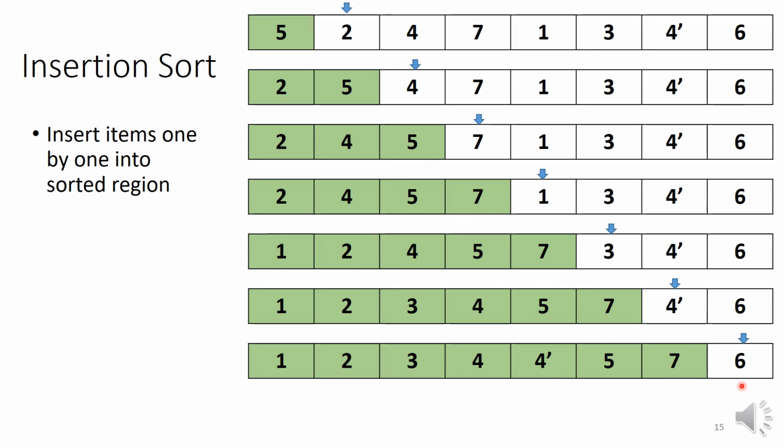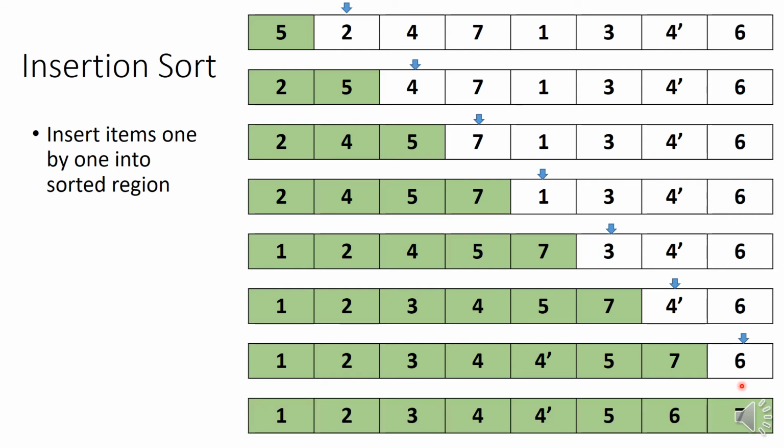Now we have one last element to insert, 6. Here is the array after inserting 6. Now the sorted region extends to the whole array. So our array is sorted.